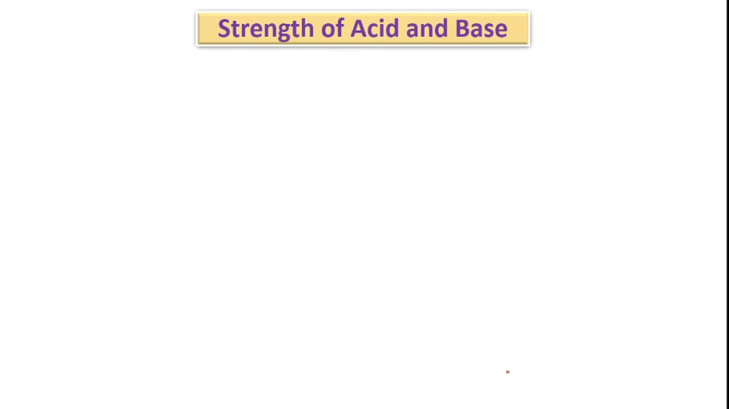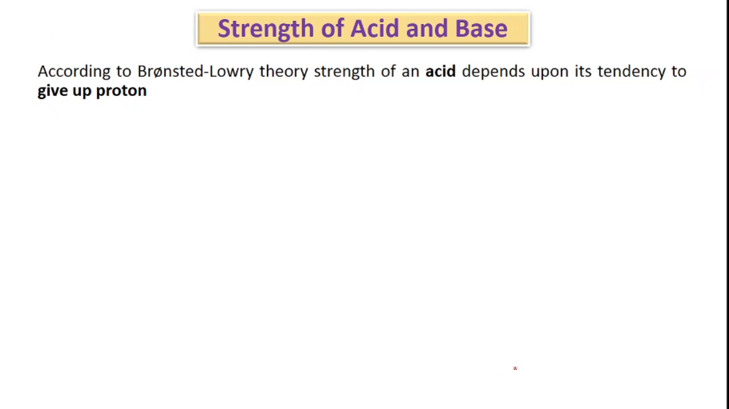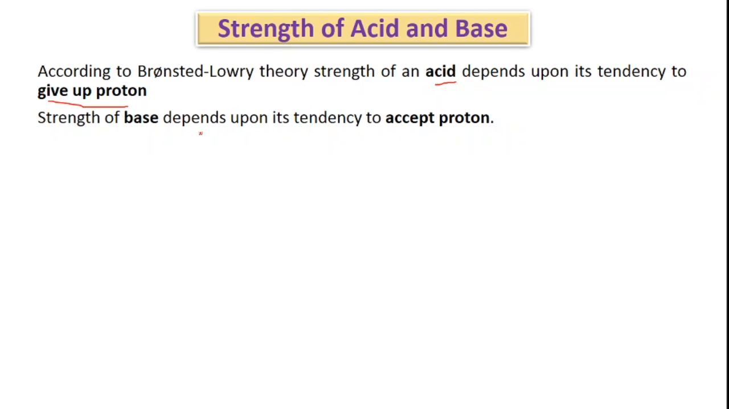Now if we consider the strength of acids and bases, according to Bronsted-Lowry theory, the strength of an acid depends upon its tendency to give up the proton, because according to Bronsted theory, an acid is a substance that donates a proton in a chemical reaction. So the more easily the acid donates a proton, the stronger is the acid. Similarly, the strength of a base depends upon its tendency to accept a proton, because according to Bronsted theory, a base is a proton acceptor. So the more readily it accepts a proton, the stronger is the base.